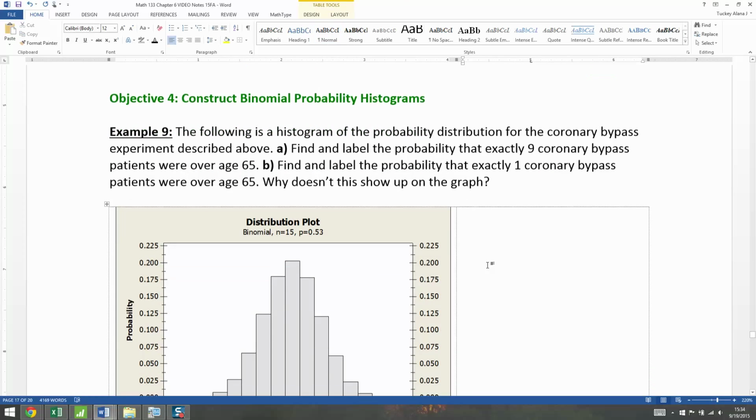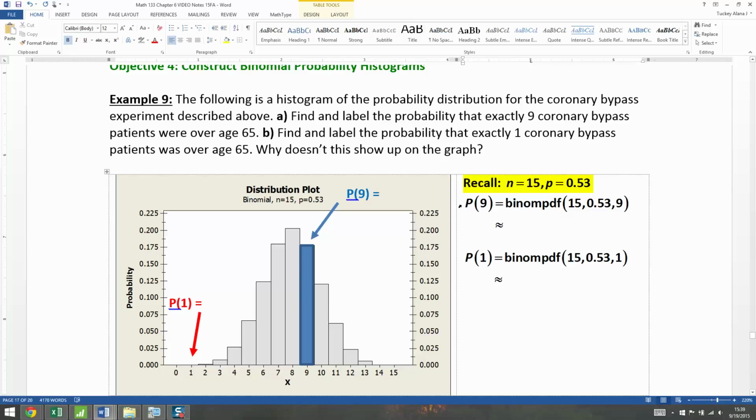So we're supposed to find and label the probability that exactly 9 coronary bypass patients are over 65. And then we're also supposed to find and label the probability that exactly one coronary bypass patient was over the age of 65.